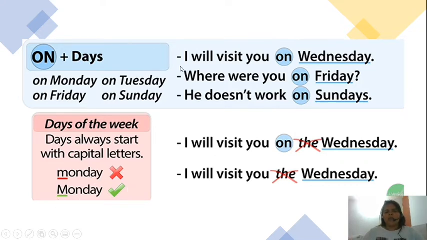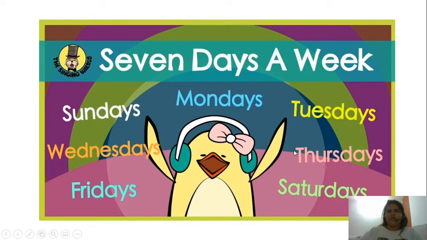Okay? And when we are talking about dates, we never use the. So I will visit you on the Wednesday is wrong. I will visit you on Wednesday. Okay? So let's review days of the week. So you say Monday, Tuesday, Wednesday, Thursday, Friday, Saturday, and Sunday.